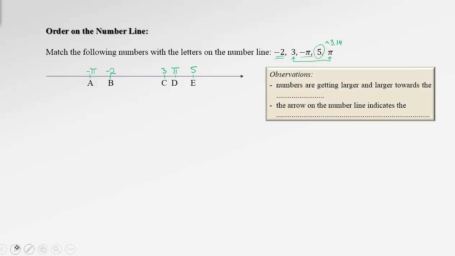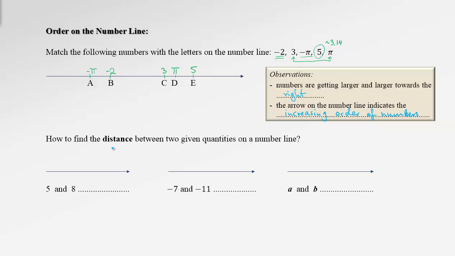Now let's make some observations. The numbers on the number line are getting larger and larger towards the right. And the arrow on the number line indicates the increasing order of numbers. The arrow doesn't really tell us that the line is going and going forever. We know that. The line is proceeding forever in both directions, so we don't need to state this. However, the arrow is actually giving us the direction in which the numbers are increasing, so the order on the number line.